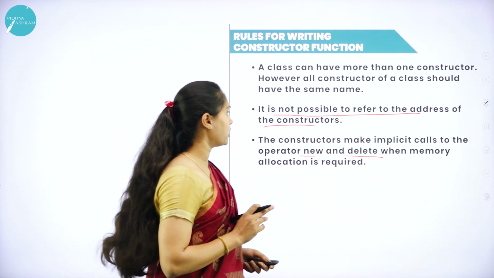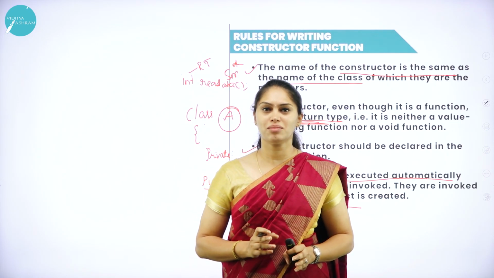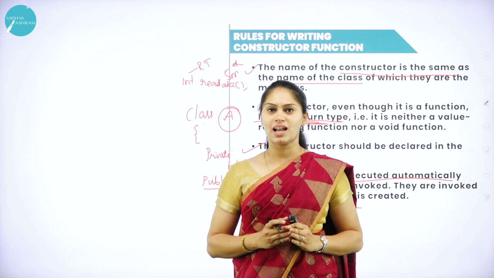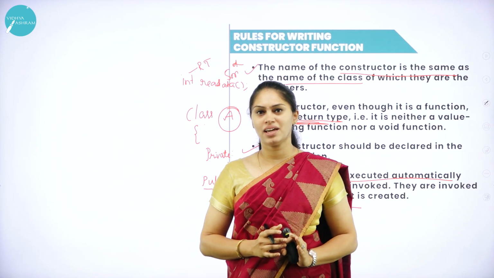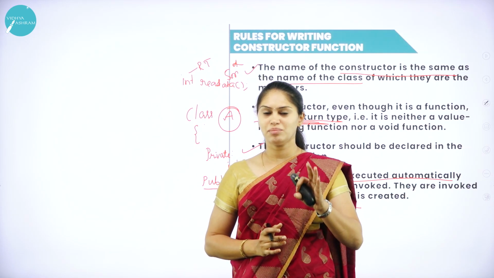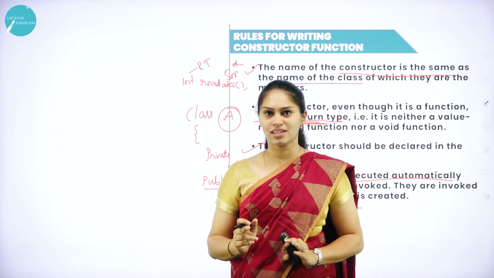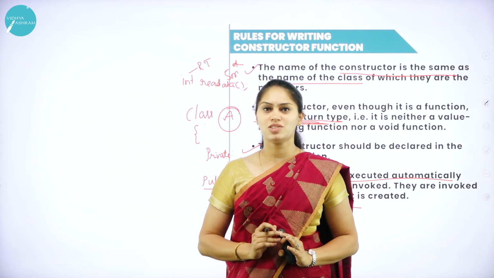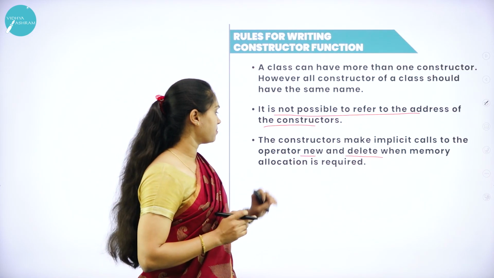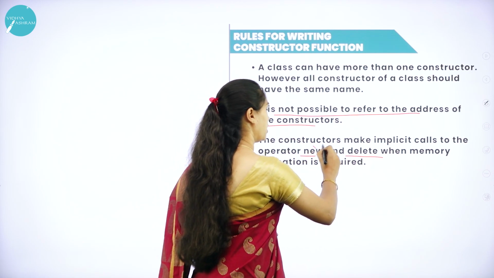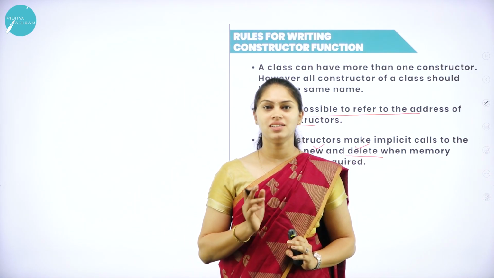Okay, so these are all the rules that you have to remember. What is the first rule? The constructor must have the same name as the class. For example, if I have a class ABC, then what must be the constructor name here? ABC itself. And it must be declared under the public section. There is no return type for the constructor, and we cannot refer to the address of the constructor. After that, the constructor has two operators, new and delete. They will be called for the memory allocation and deallocation.